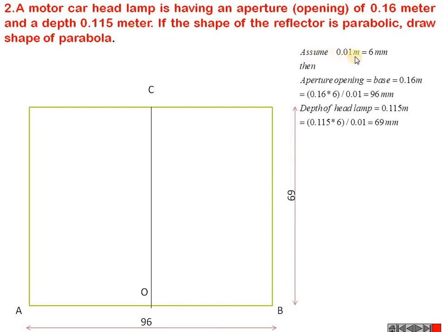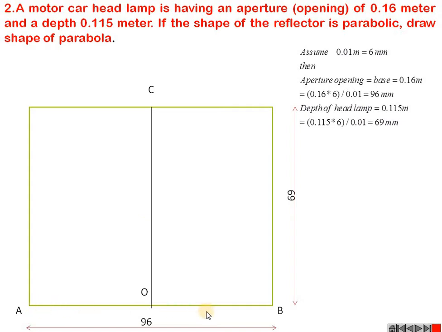Now since the dimensions are in meters, we'll assume some scale. Let 0.01 meter be equal to 6 mm. Then this base 0.16 meter comes out to be 96 mm. So this is 9.6 centimeter or 96 mm. And the height, that is 0.115 meter, using this scale, comes out to be 69 mm or 6.9 centimeter.